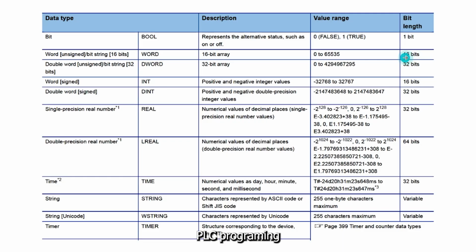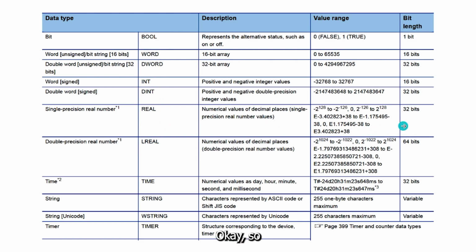PLC programming commonly uses the following data types: Bool for Boolean value. It usually represents the alternative status such as on or off. Value length is 0 or 1, between true or false. Word is a 16-bit data type. Int is an integer value, and Real for the floating point number. We are going to use Bool, Word, Int, and Real.